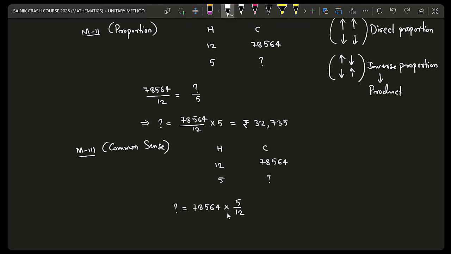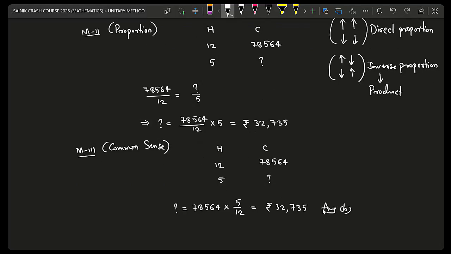So first step, whatever is related to the question mark, in the column you write. Then what is the answer you are expecting? Either you are expecting a more answer or less answer. If you are expecting a more answer, you write more by less. If you are expecting less answer, you write less by more. So again, after doing cuttings, you get the same answer, Sriyansh. Yes, sir. So that is 32,735. So again, the answer is going to be B.